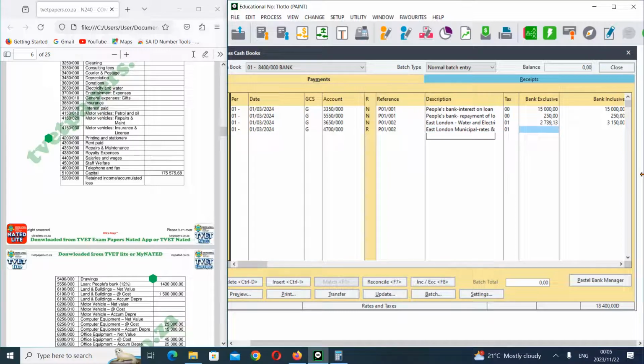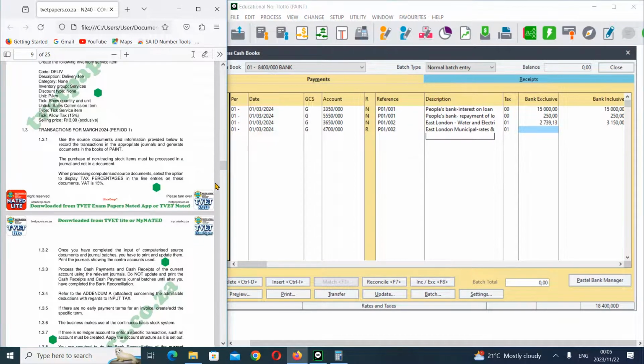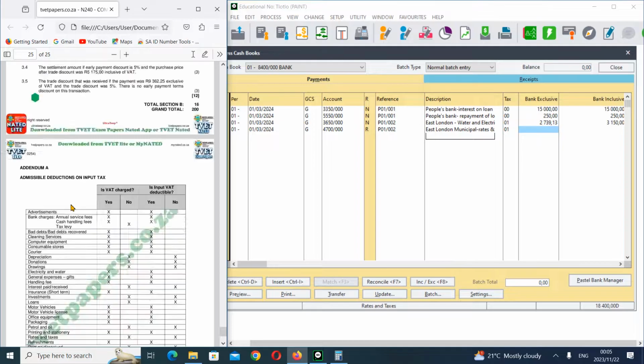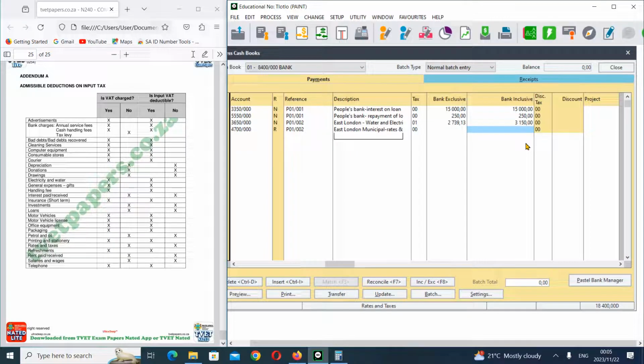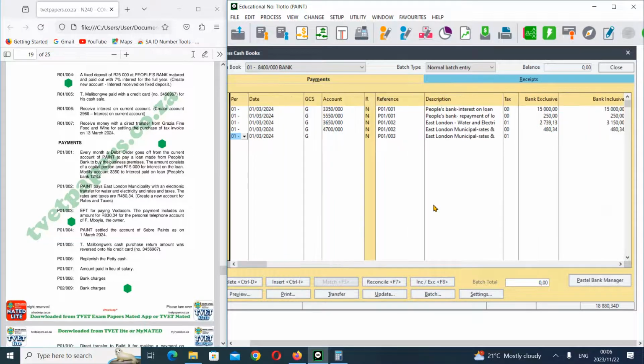Rates and taxes, you can check if they're charged VAT. So rates and taxes, they're not charged VAT, so no. The amount is 480, I think 480, comma 34. We say tab, and then that's how you do that. East London Municipal. So we're done with number 1.